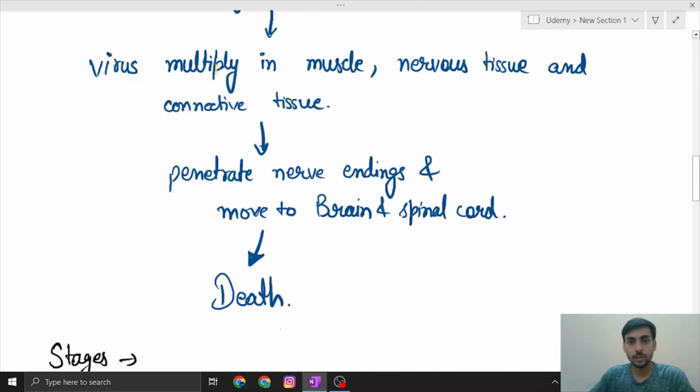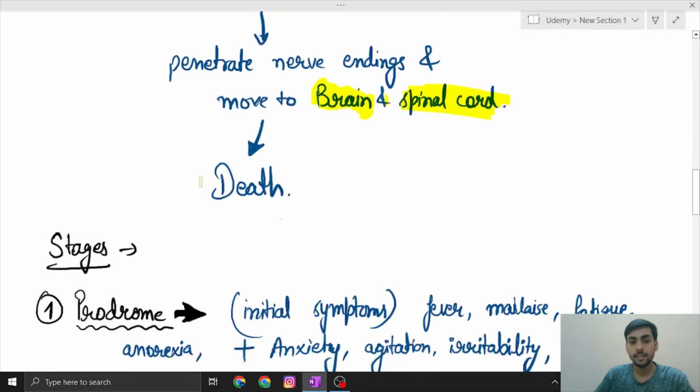Then this virus multiplies in muscles, nerve tissues and connective tissues. Remember this point: muscles, nervous tissue and connective tissue. So let us say this is my hand and a dog bites me right here. First of all, what will the virus do? It will multiply itself in the muscles and connective tissue. Every part of our body is connected with connective tissue and nervous tissue, and nervous tissue is further connected with the brain and spinal cord. So after infecting nervous tissue, it will move and affect the brain and spinal cord, which is the central nervous system of our body, and it can ultimately lead to death.